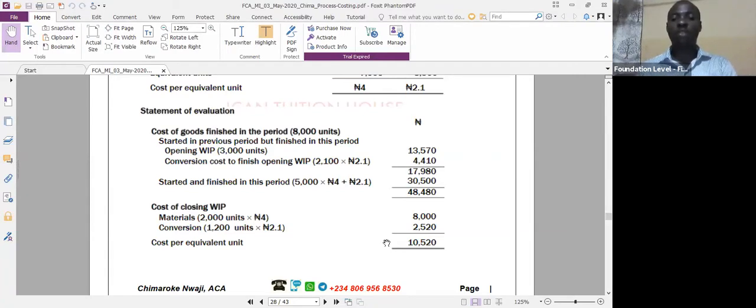2,100 multiplied by 2.1. Why we're using conversion cost here is because material cost is 100%, so there is nothing to put in materials again. For conversion cost, we need an extra 2,100 equivalent units to complete the one that was started in the last period and brought to the new period. So it gives us 17,980 for the work in progress. So that is the completed work in progress.